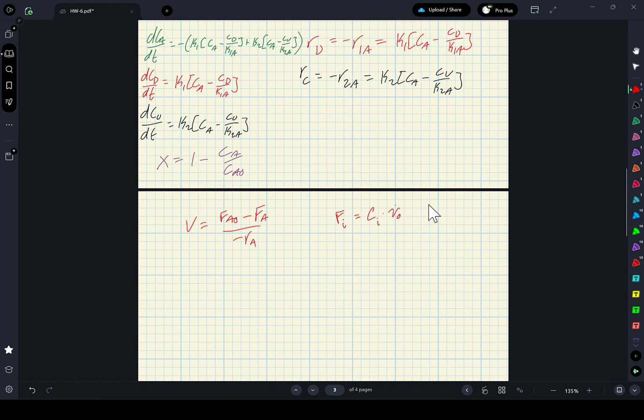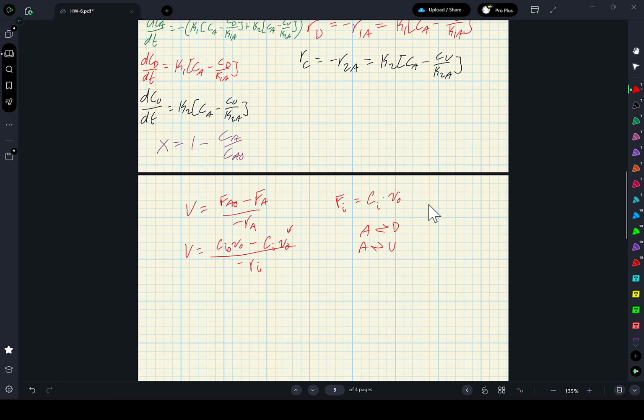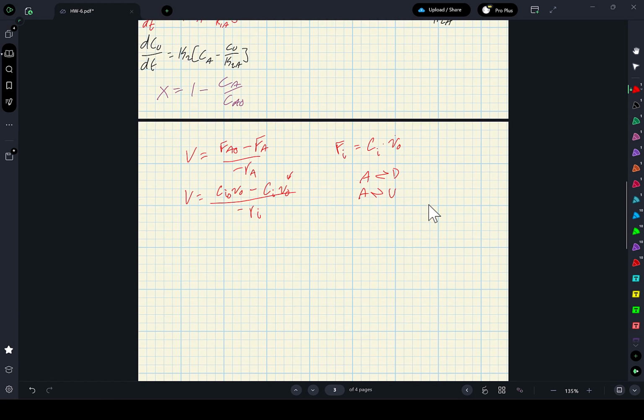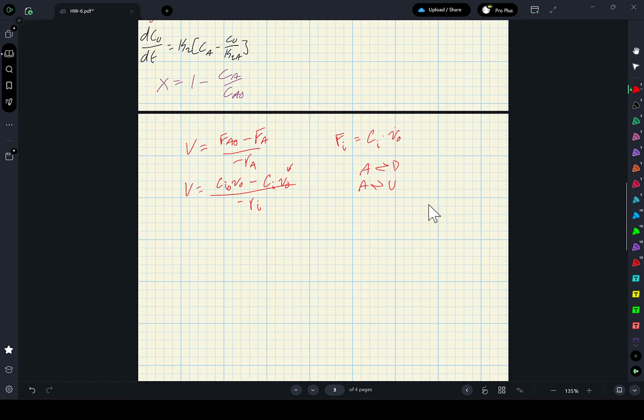If we plug that in, we get the volume equal to the initial concentration of whatever that species is times the flow rate, minus the final concentration of that species times the flow rate, over negative r. For this problem, the flow rates are not going to change. That has to do with the stoichiometry. We have A going back and forth to only one D, and then A going back and forth to only one U. So no matter what is happening, nothing is changing as far as volume. If it's in gas form or liquid form, you don't have to worry about it because volume remains the same.